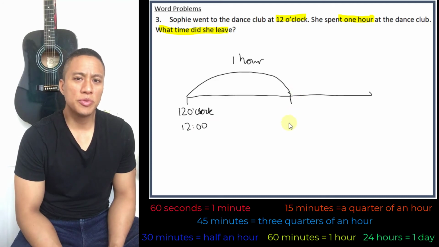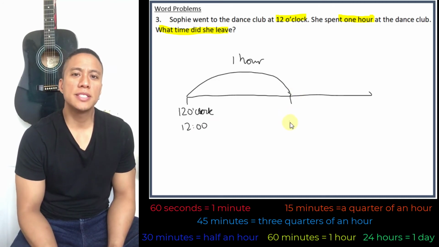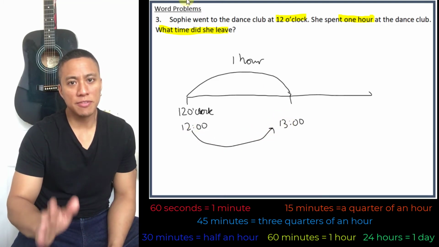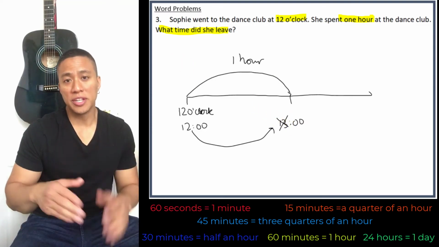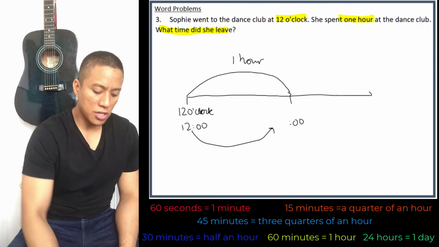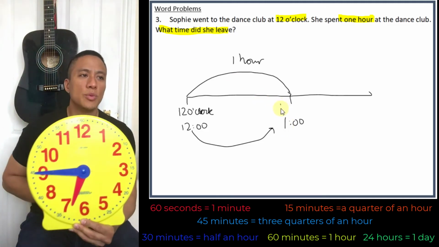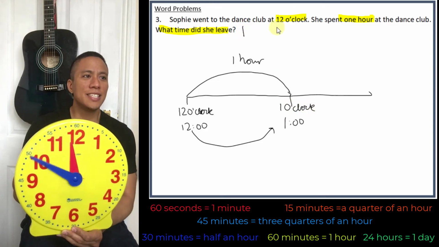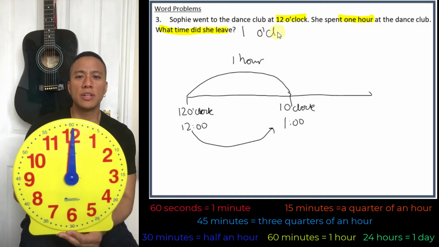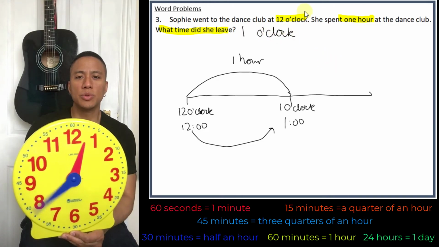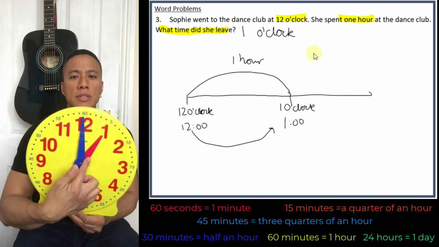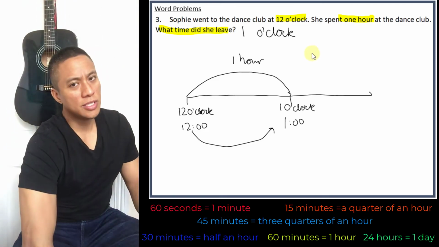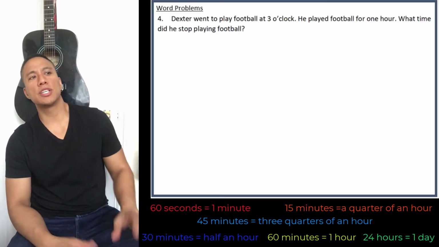Now, 12, we don't say 13. We're going to go back to number 1, okay? We'll save 13 for the 24-hour time, which we'll learn later on. But for now, because on the clock you don't see a 13, we will jump to the next o'clock time. And as you can see, there's Sophie dancing at 12 o'clock. After 1 whole hour, goes all the way around. It's now at 1. Alright. 1 o'clock. Sophie left the dance club. Nice one, Sophie.